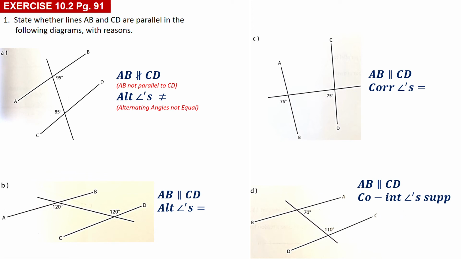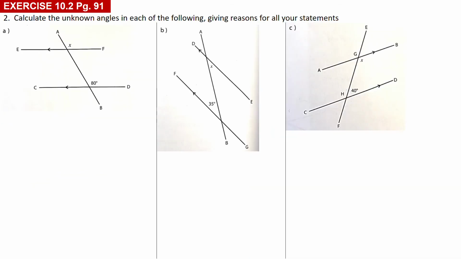Alright, then number 2, you have to calculate the unknown angles in each of the diagrams. So this one here, you've got an upside down F shape, right? There's your kind of F shape there. And that means you're working with corresponding angles. So that means that 80 must be equal to x, or x must be equal to 80. Corresponding angles are equal, and then state your parallel lines.